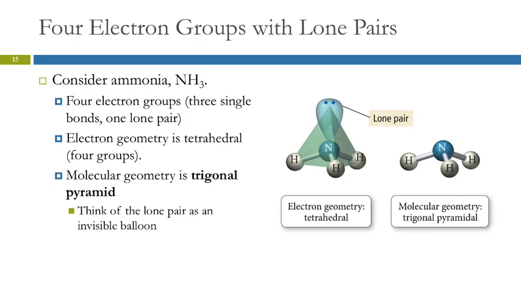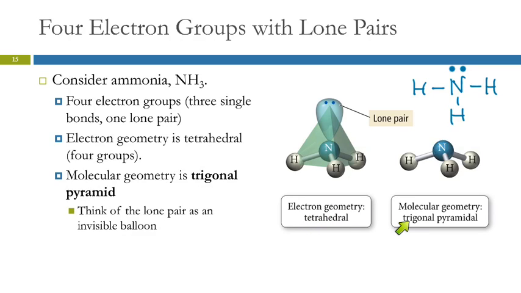Okay, so let's look at ammonia. We need a Lewis structure. It's okay, I can draw that. Okay, so here's the Lewis structure for ammonia. We look at the central atom, we ask ourselves how many electron groups? 4. There's a lone pair and 3 single bonds. That's a total of 4 groups. 4 groups make a tetrahedron. Right? So here we've drawn the tetrahedron. That is the arrangement of the electrons, the electron groups. So the electron geometry is tetrahedral.